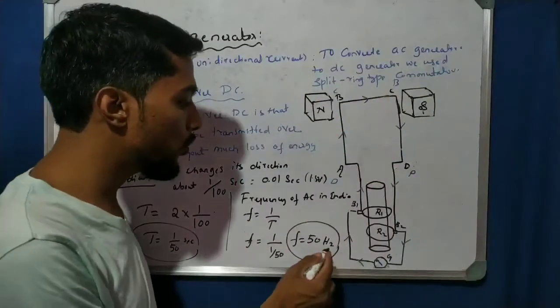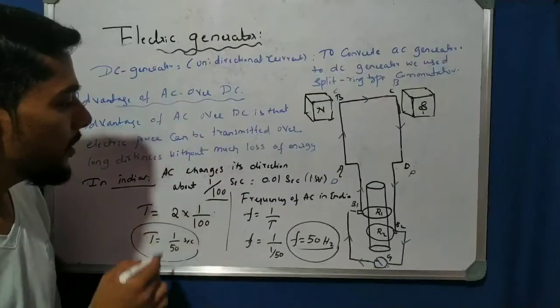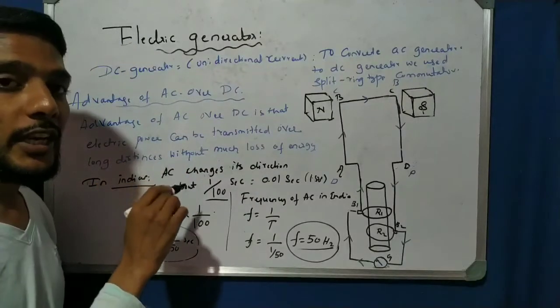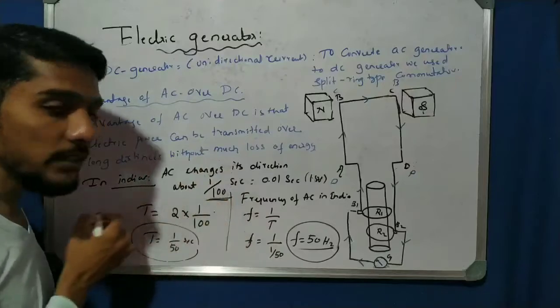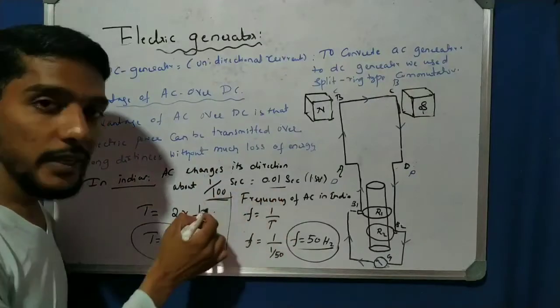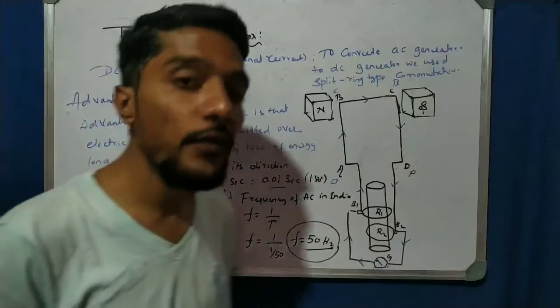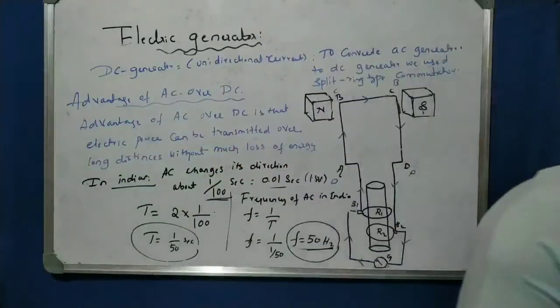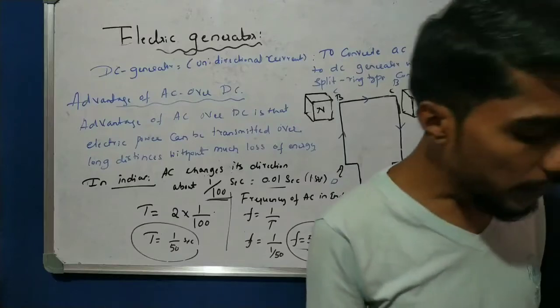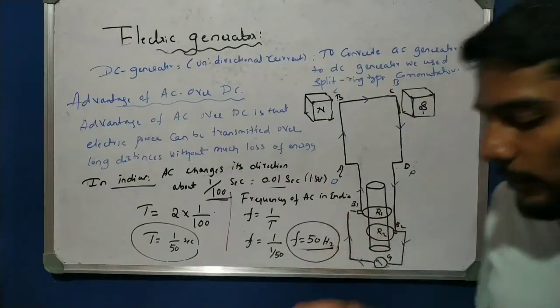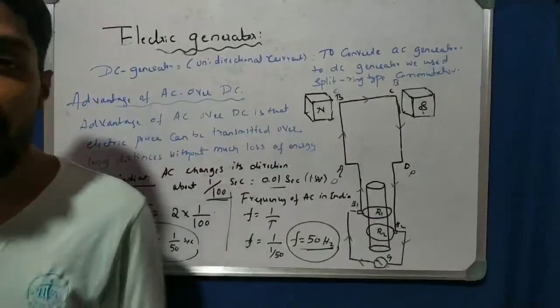That is very important, a multiple choice question. One is the time taken by the AC in India to change the direction. That is 1 by 100 second, that is 0.01 second. And then the frequency of AC in India is 50 hertz.